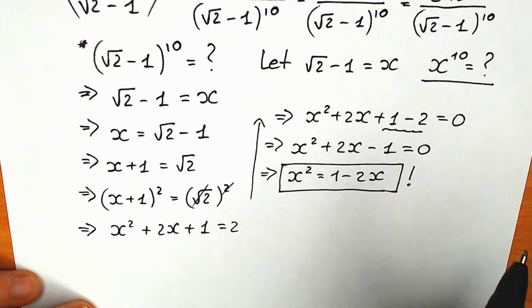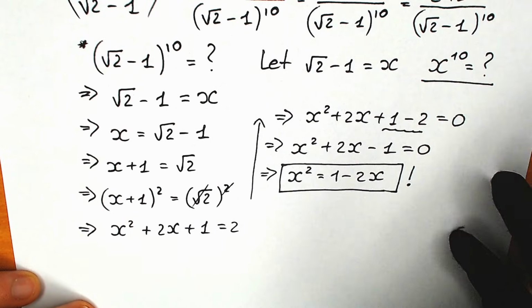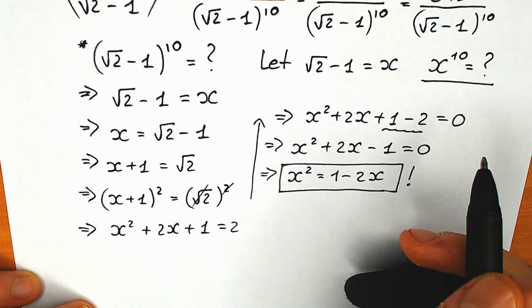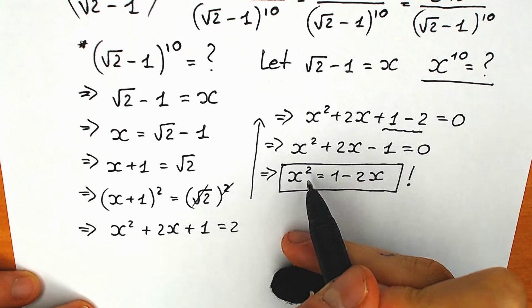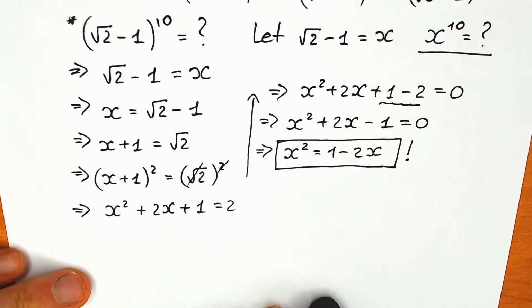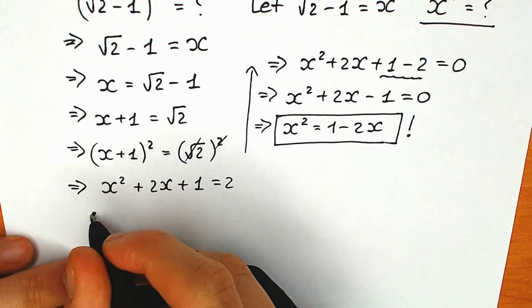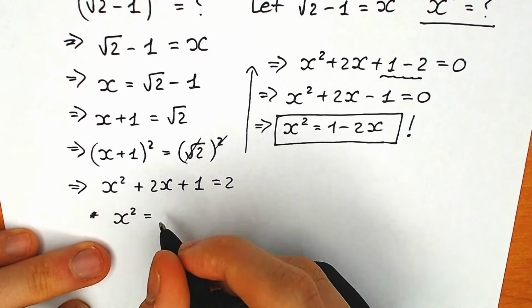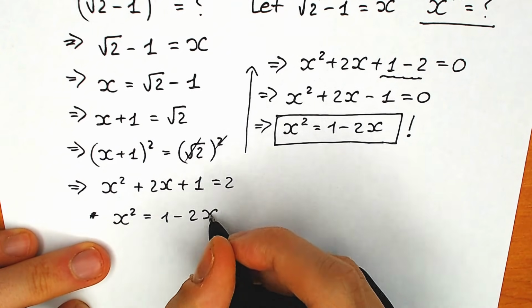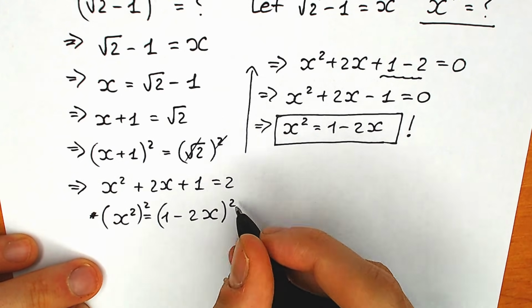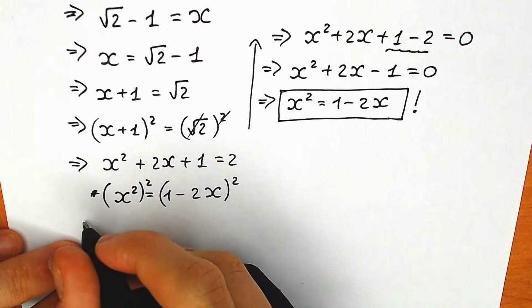But right now the main thing, how can we solve it for x to the power 10? We're going to raise step by step this expression to the power 2. For example, our next step is to raise this expression to the power 2, and then we will have x to the power 4. Just look at it. So our next step, I'm going to rewrite this expression. So x squared equal to 1 minus 2x, and we're going to raise this expression to the power 2 right here and right here. So as a result, what do we have?